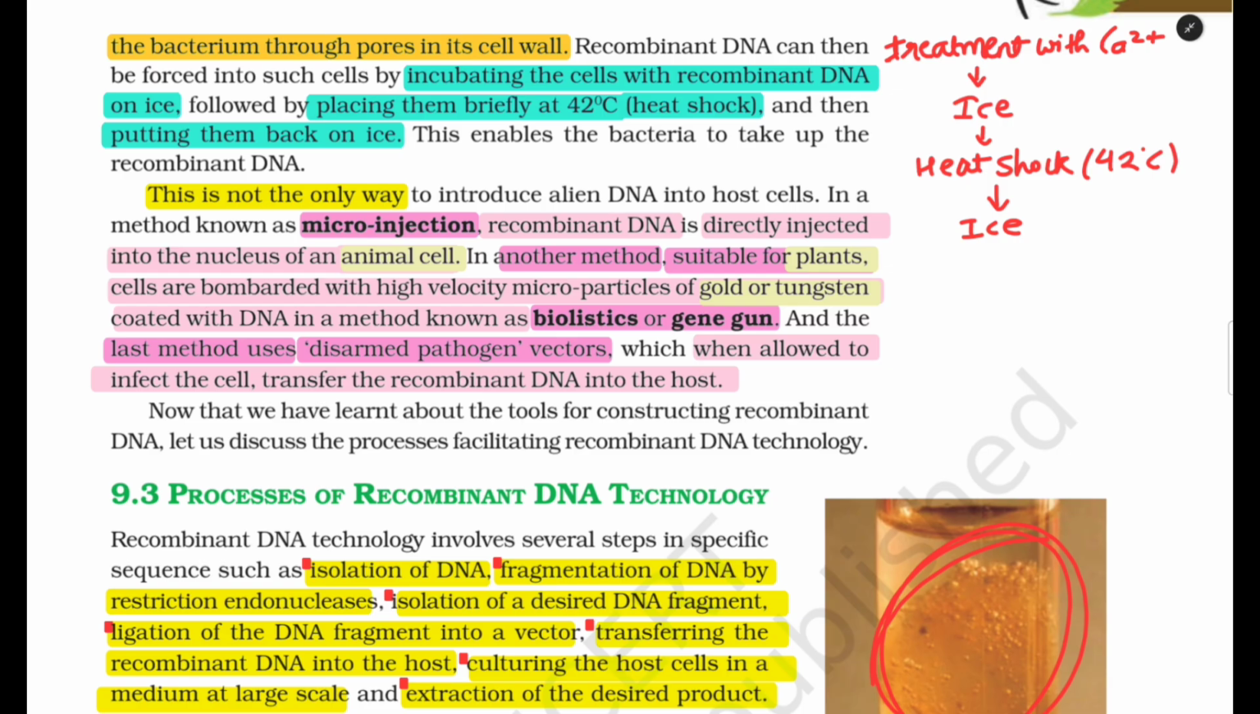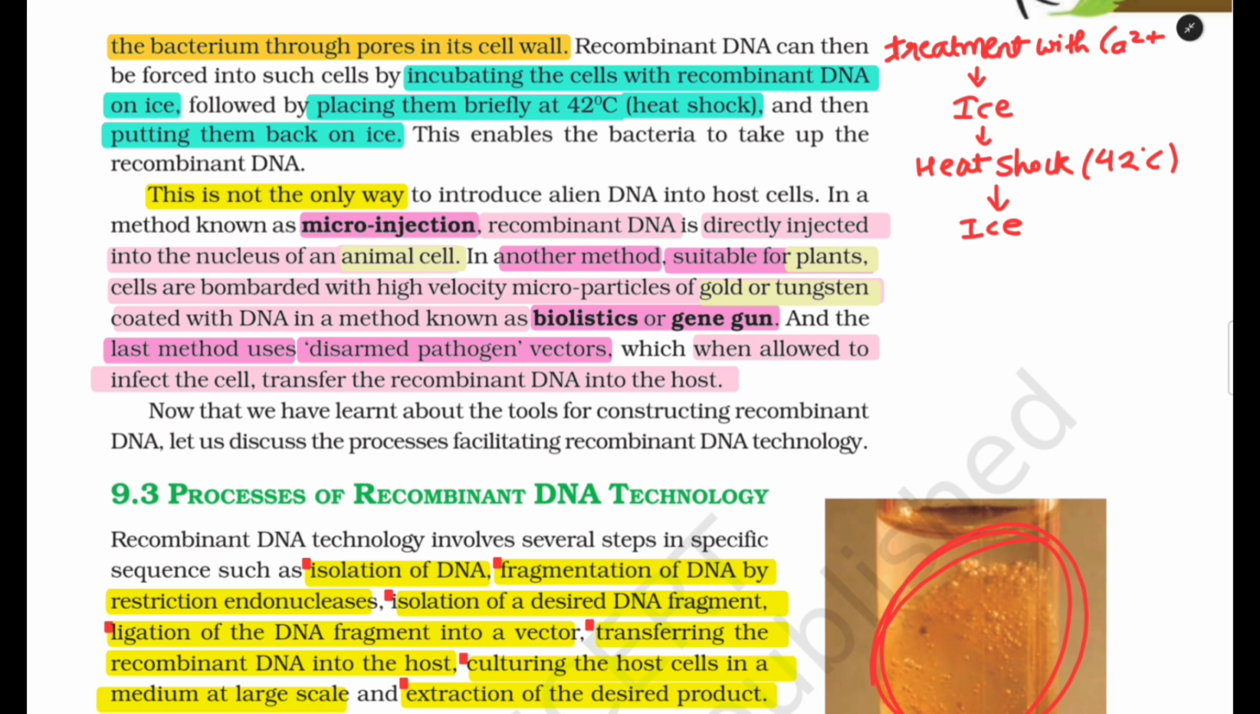In a method known as microinjection, recombinant DNA is directly injected into the nucleus of an animal cell. In another method suitable for plants, cells are bombarded with high velocity microparticles of gold or tungsten coated with DNA in a method known as biolistics or gene gun. And the last method uses disarmed pathogen vectors, which, when allowed to infect the cell, transfer the recombinant DNA into the host.